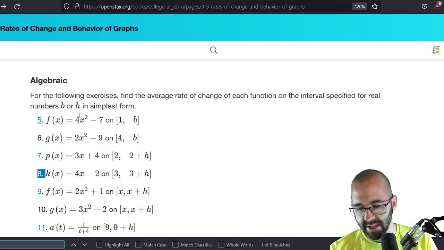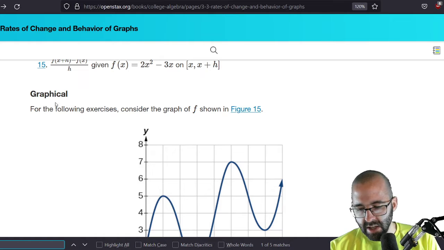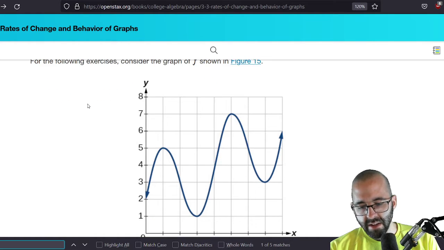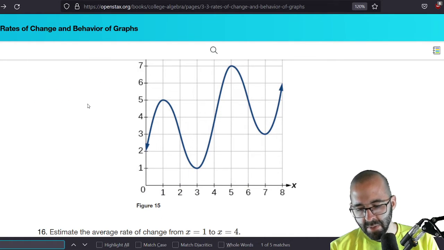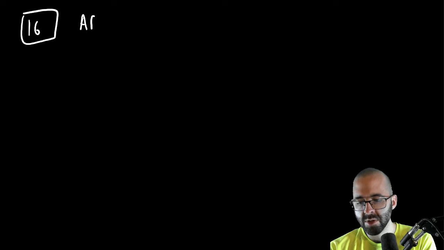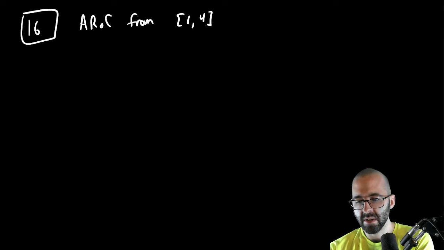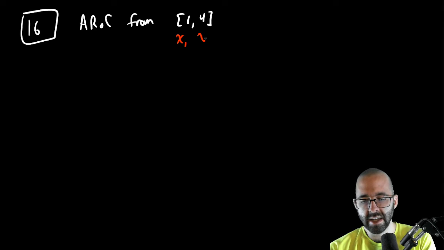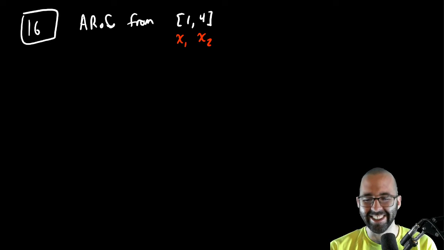Number 16 says, for the following, consider the graph of f, shown right here, and estimate the average change from x equals 1 to x equals 4. So average rate of change from x equals 1 to x equals 4. This is our first x. That's our second x.